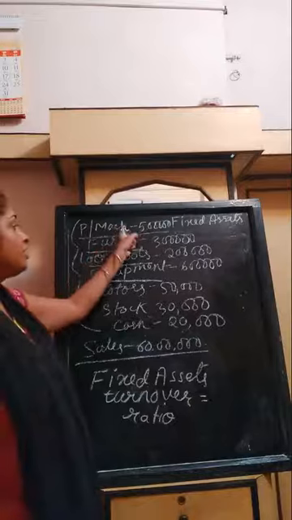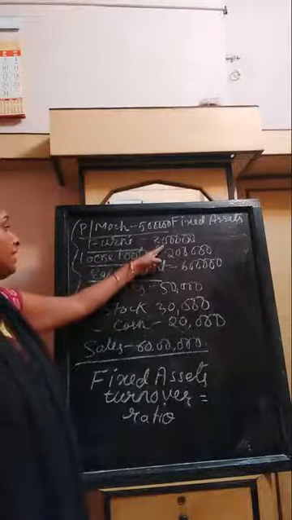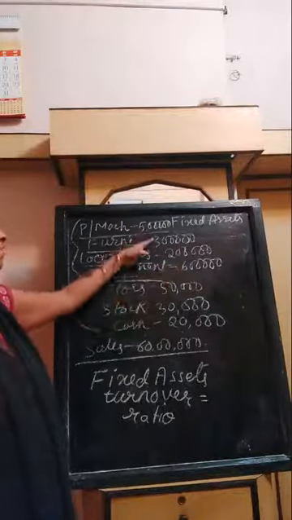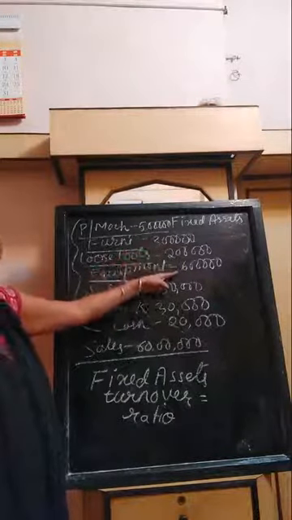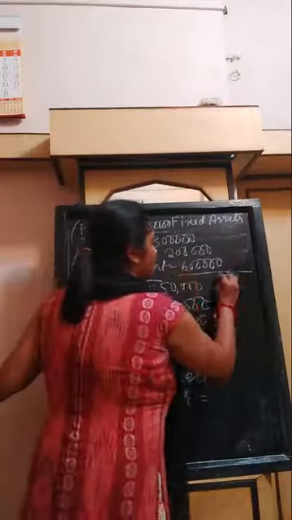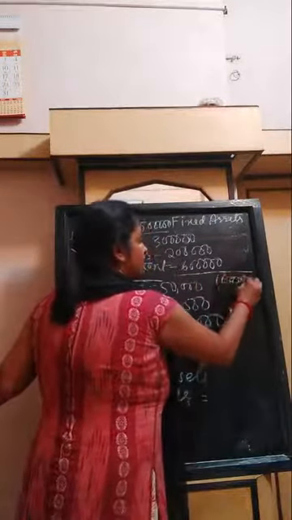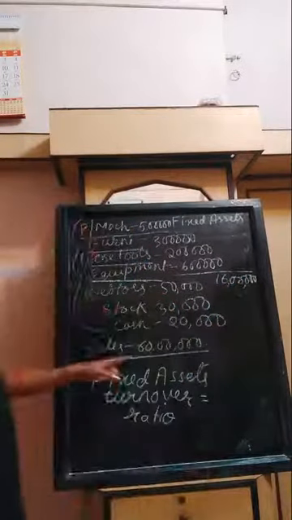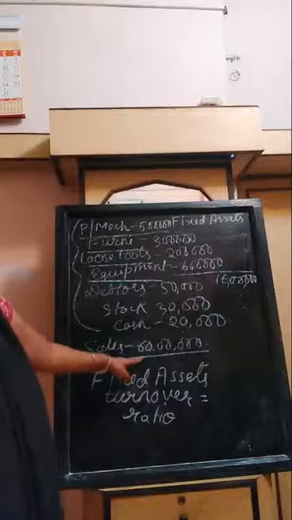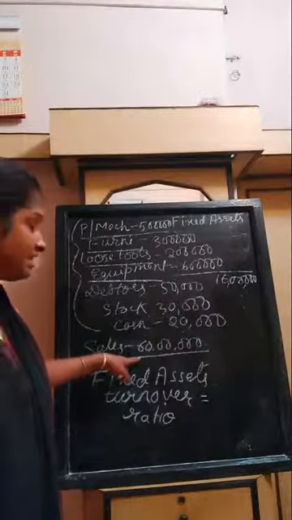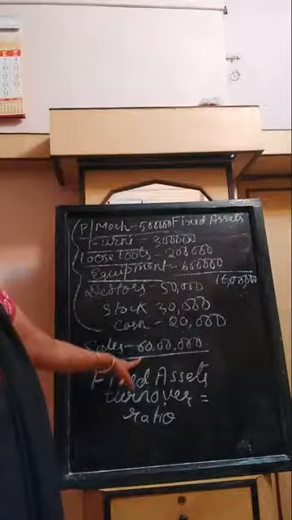We need the summation of these four assets. Plant and machinery 5 lakh, furniture 3 lakh, loose tools 2 lakh and equipment 6 lakh. So 5 plus 3 plus 2 plus 6 gives you 16 lakh. So 16 lakh is the total of fixed assets. And net sales is also provided in the sum, that is 60 lakh.